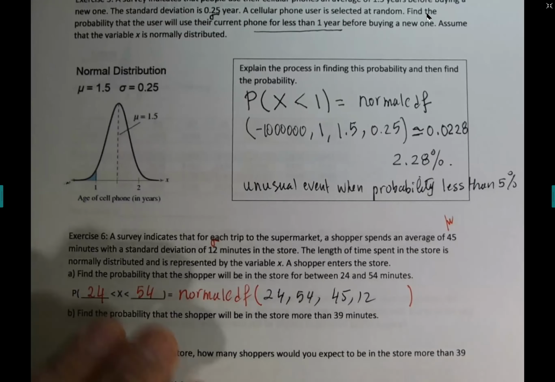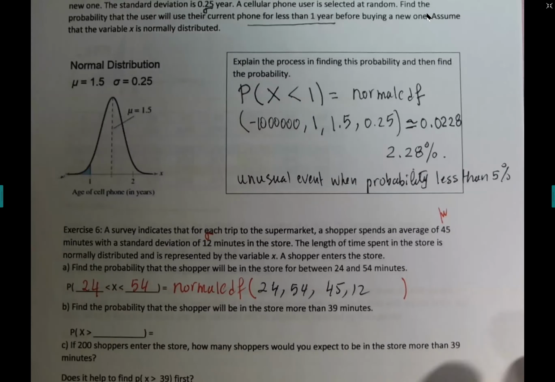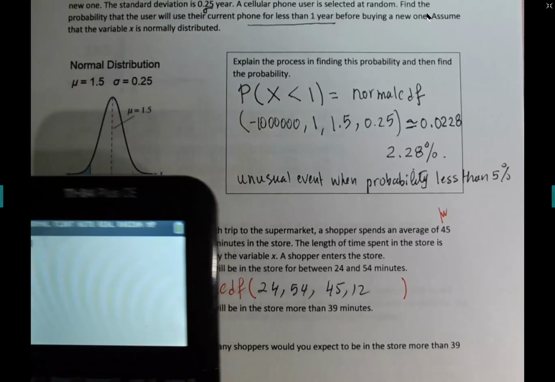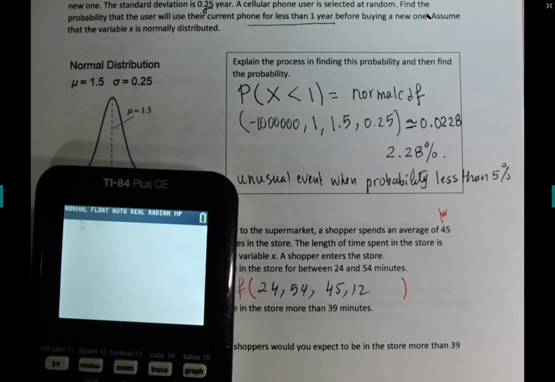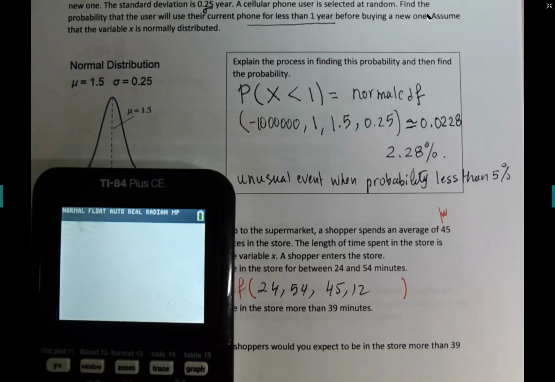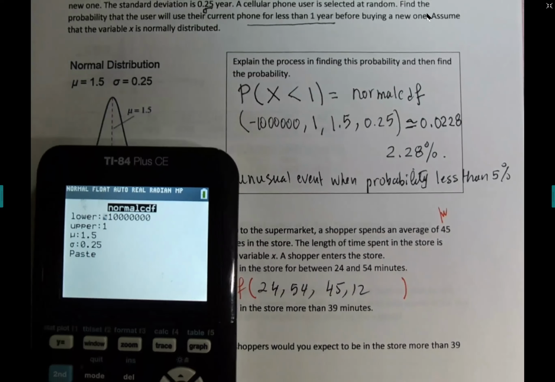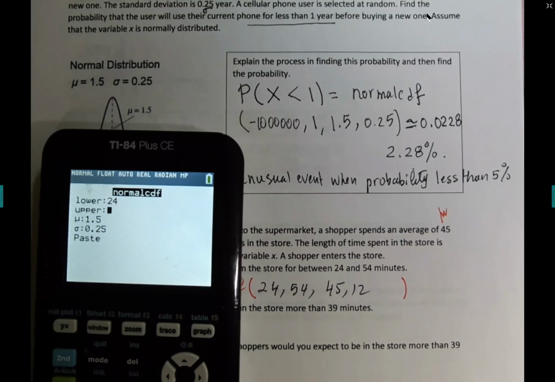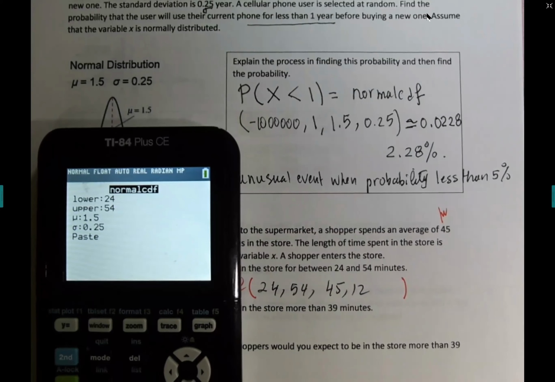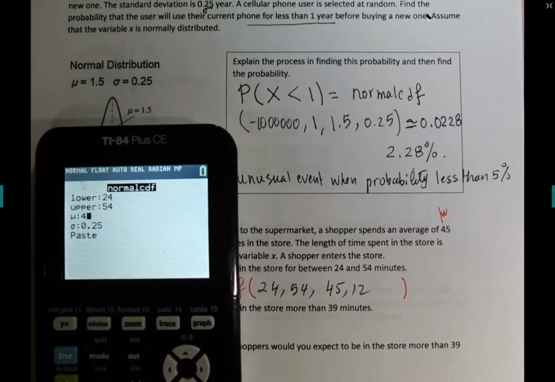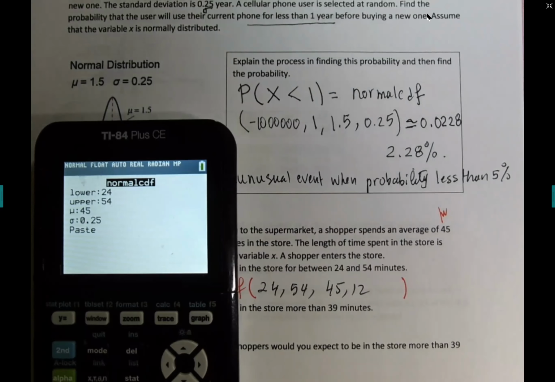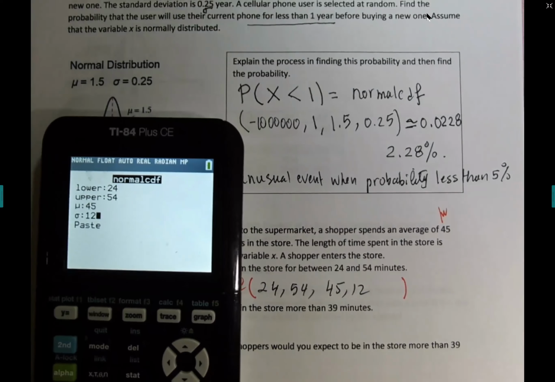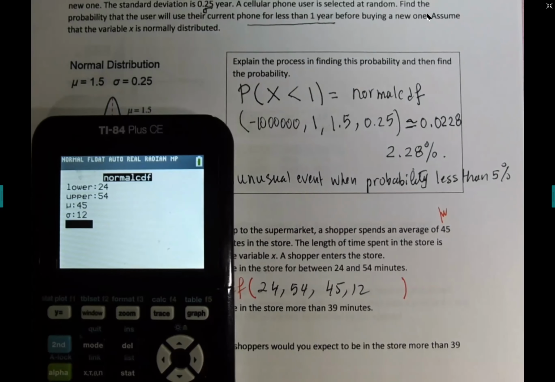If you know how to input this, now go to the calculator and get it. And again, guys, if you don't have the calculator, download the link that I sent you. So you go second and distribute. Normal CDF. 24. 54. 45. And 12. You have to paste, guys.